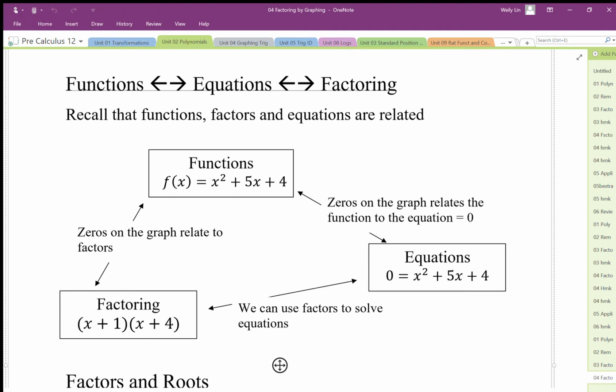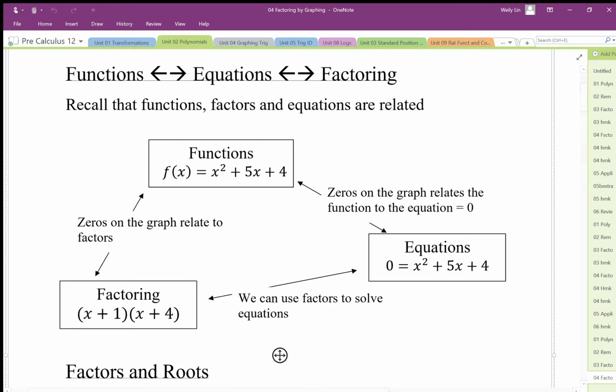So when we looked at quadratics, we looked at the quadratic being a function. We could have a quadratic equation, which we solve for zeros, or we could have quadratics that we factor. So there's this connection between functions, equations, and factoring. Okay? And we really want to connect it to factoring because the factors allow us to solve for the zeros of the functions, and the factors also allow us to solve for the zeros of the equations.